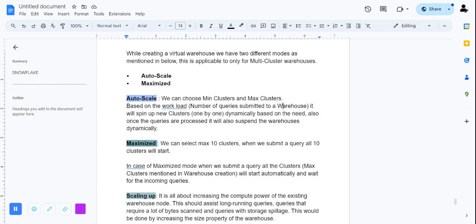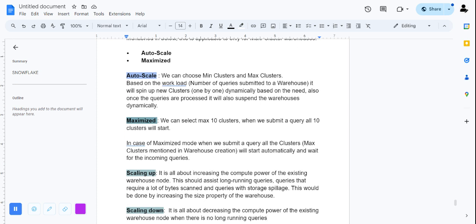Scaling up means increasing the compute resource power of an existing warehouse node. What is compute resource power? It means CPU, memory, and temporary storage. This should be extended only for long running queries, because long running queries have a lot of bytes to scan and need storage space. This is done by increasing the size property of the warehouse. This is called scaling up.